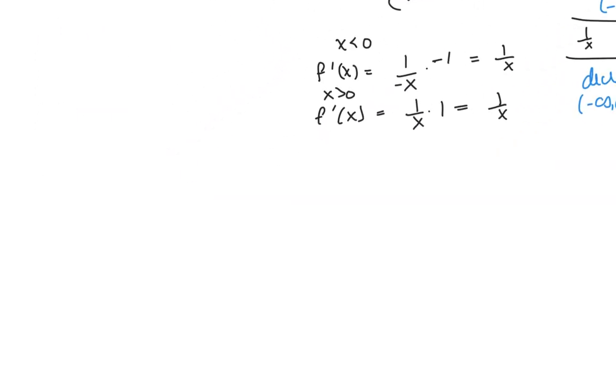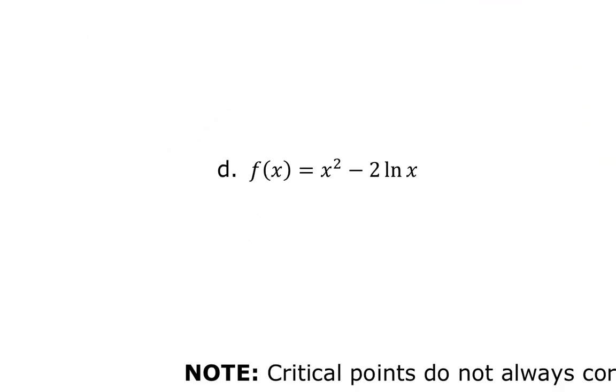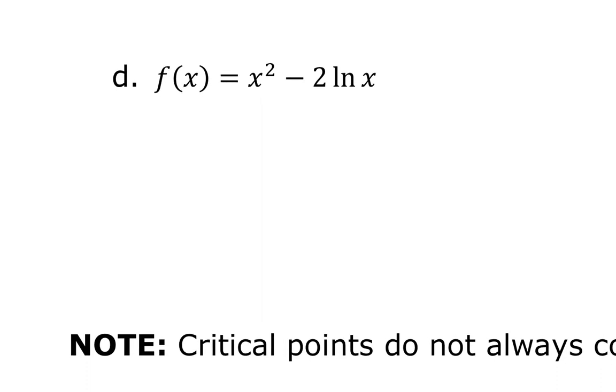Okay, now let's go on to the next example here. Again, what I'm going to do is find its derivative, f prime of x, so I can find the critical points. So I have 2x minus 2 multiplied by 1 over x. This time I'm going to clean this up algebraically before I jump in and find the critical points. So I'm going to make this a single common denominator, so I'll have 2x squared minus 2 all over x.